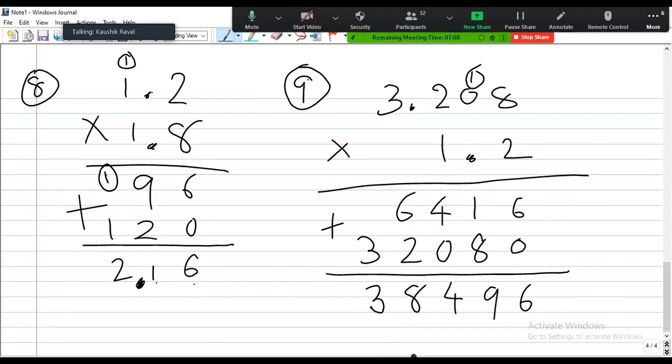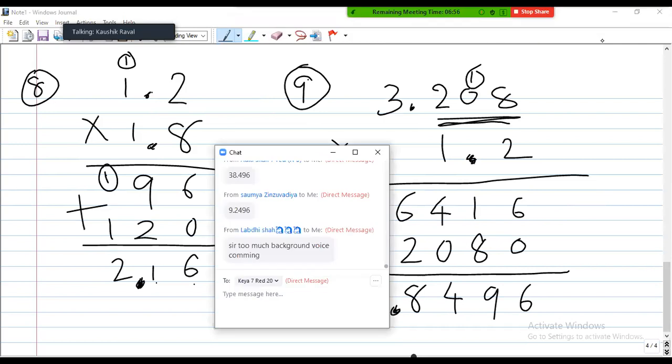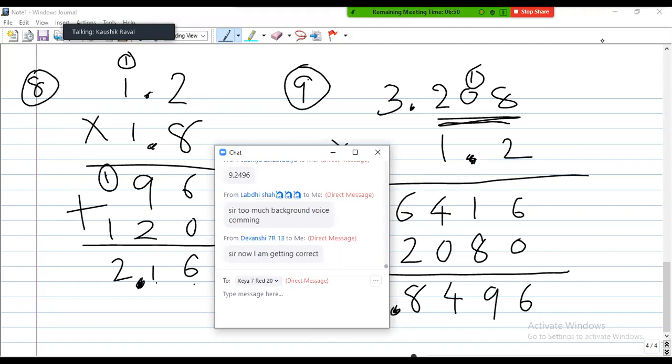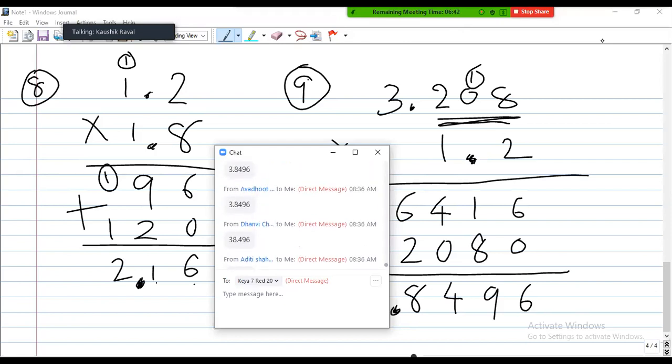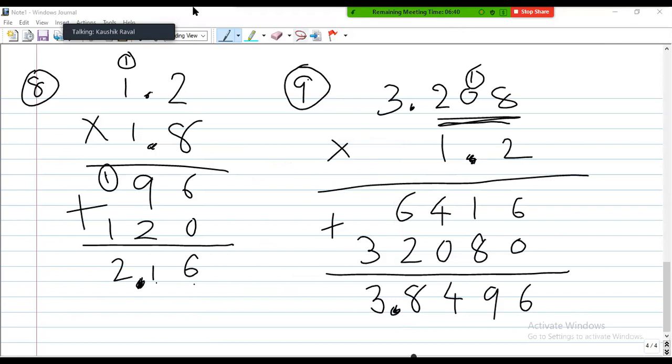And now the number of digits of decimal. So 1 here and 1 plus 3, 4. So 1, 2, 3 and 4. So the correct answer is 3.8496. Very good. Yeah, that was my washing machine. Thank you. That is my washing machine. Very good. Yes, the correct answer is 3.8496.